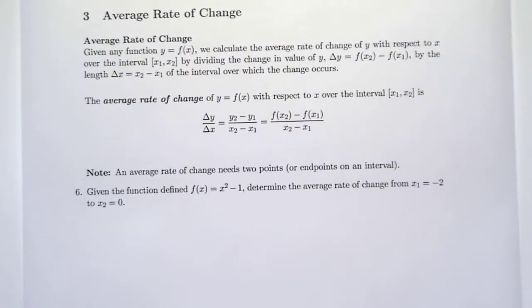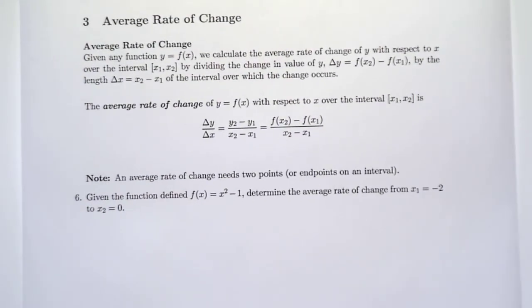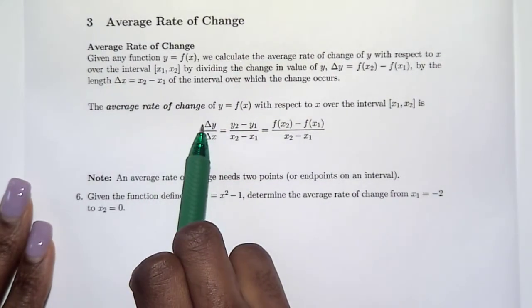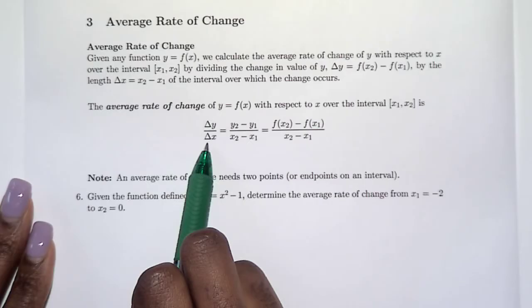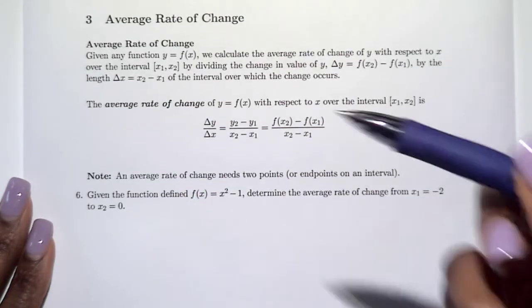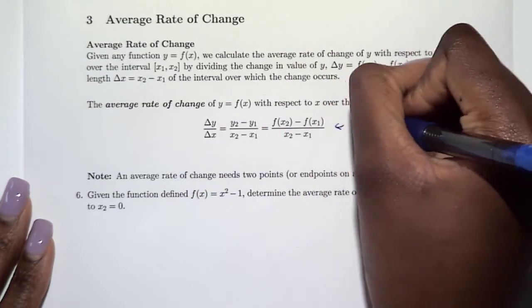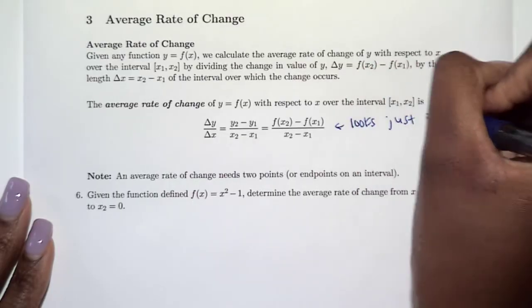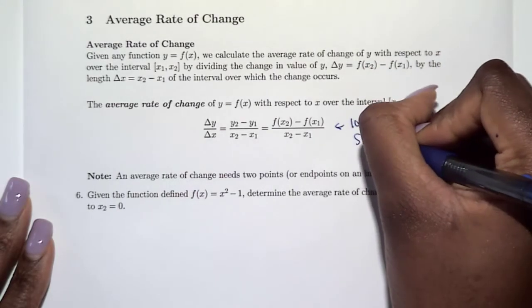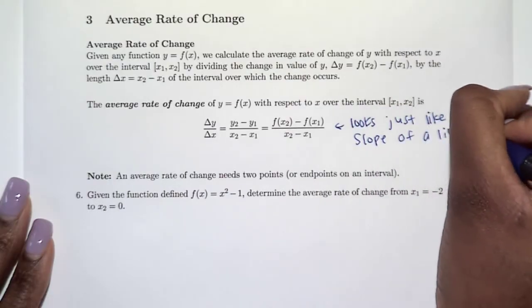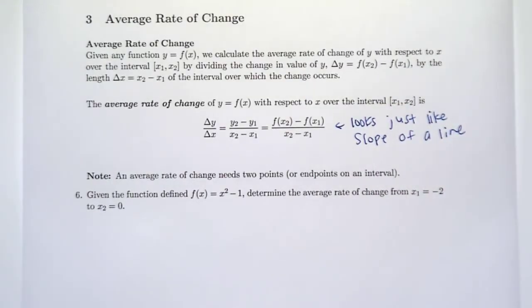All right, so our final topic is average rate of change. Average rate of change is very similar to slope, but we can figure out the average for any function. Remember, our slope formula just works for lines, but now we're going to be able to do it with things that are not just lines. It works the same way: the change in our y values over the change in our x values. So this should look familiar. It looks just like the slope of a line.